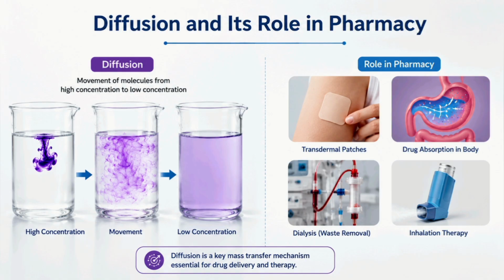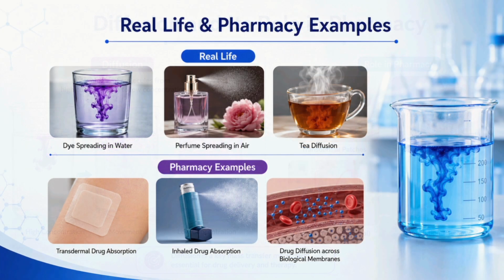Transdermal patches also work through diffusion only. So nicotine patches and pain relief patches release the drug slowly through the skin because molecules diffuse from the patch into the body here. Another example is dialysis used in kidney patients. The waste substances diffuse through the semi-permeable membrane during the purification of the blood here.